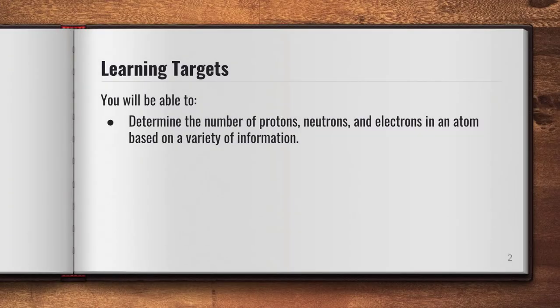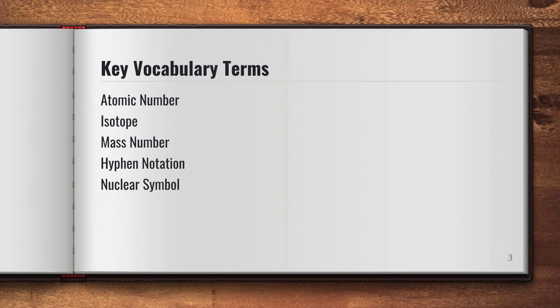Our learning targets today are pretty straightforward. We should be able to determine the number of protons, neutrons, and electrons in an atom based on a variety of information. There are lots of different problems that can be asked here, but pay close attention, take good notes, and you will have no problems whatsoever. Let's take a look at some key vocabulary terms: atomic number, isotope, mass number, hyphen notation, as well as the nuclear symbol.